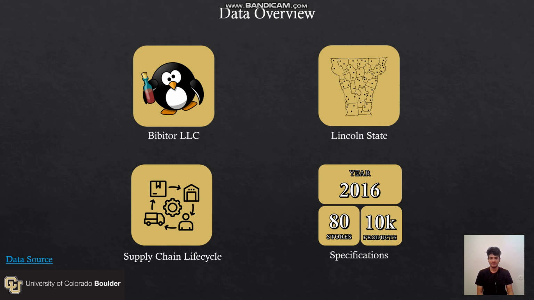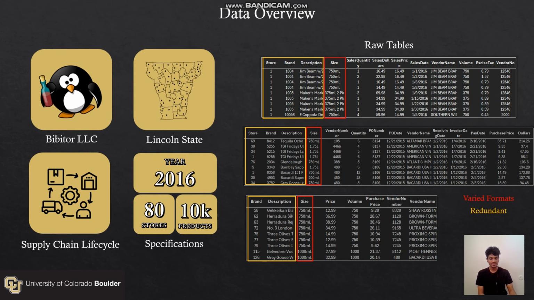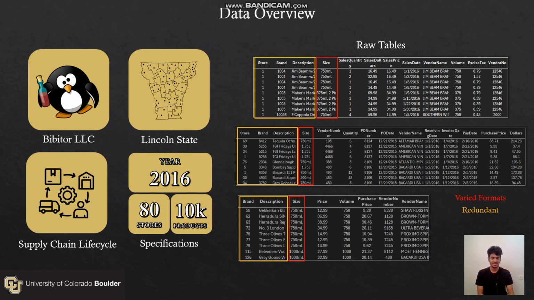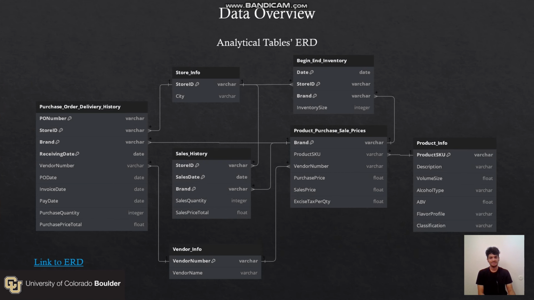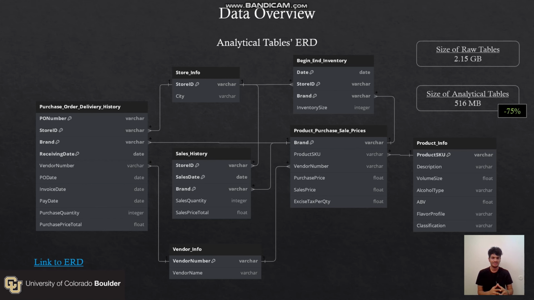It has product movements in the year 2016 across 80 different stores and covers over 10K products. This is how the raw tables look like. They are a bunch of unclean, unorganized, messy data that also contain a lot of redundant information. So I extracted information from them and organized it and created a bunch of analytical tables that reduced the dataset size by 75%. Now each one of these tables have a focus on different aspects of inventory management.